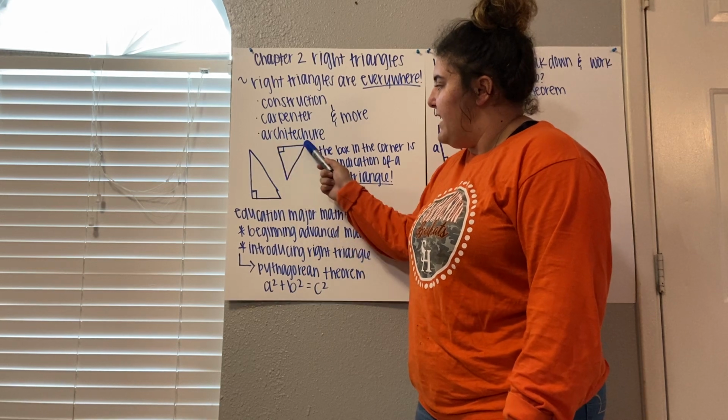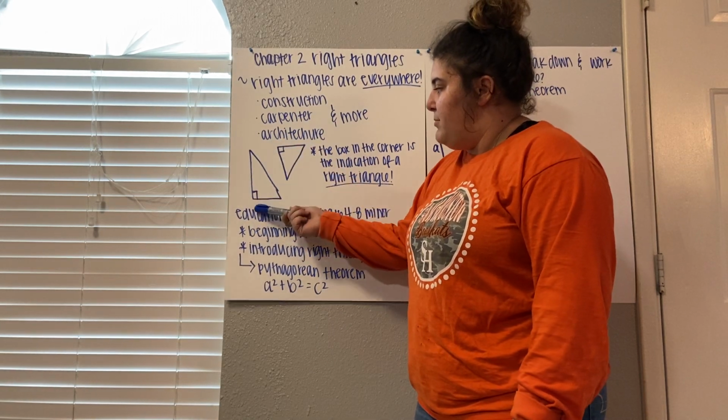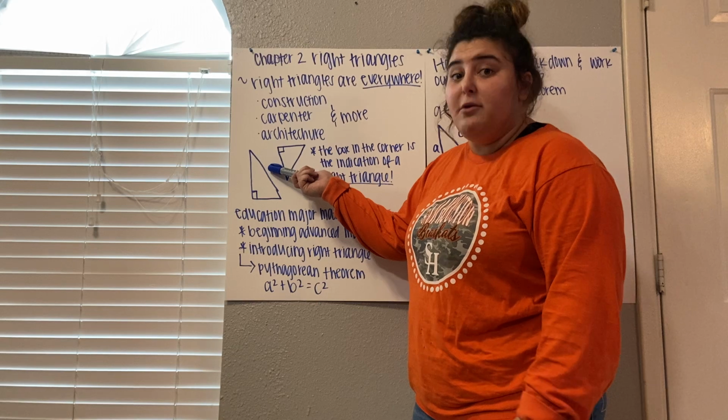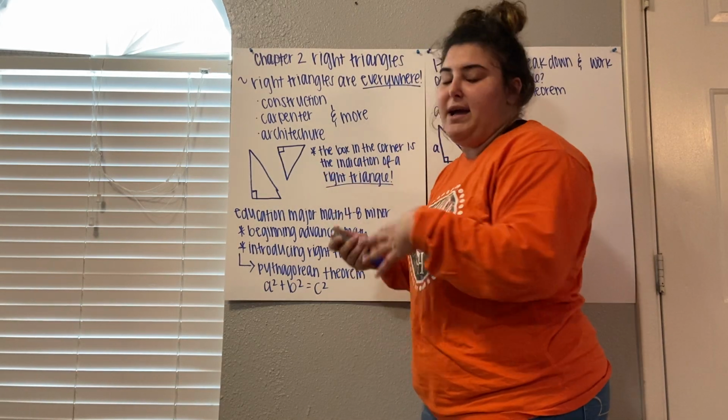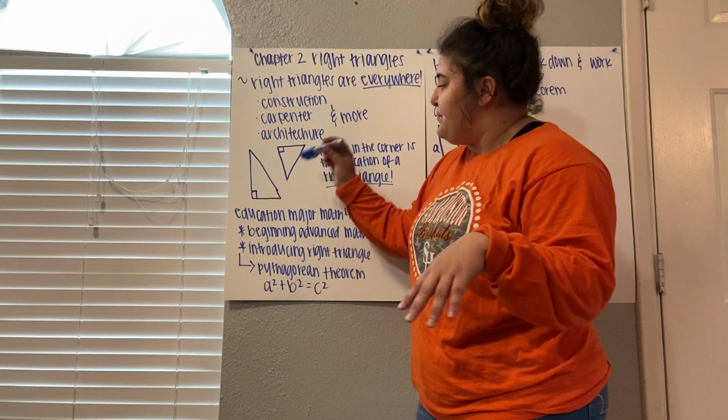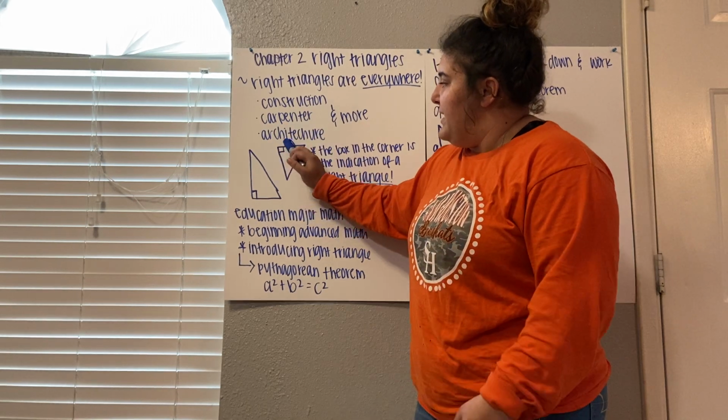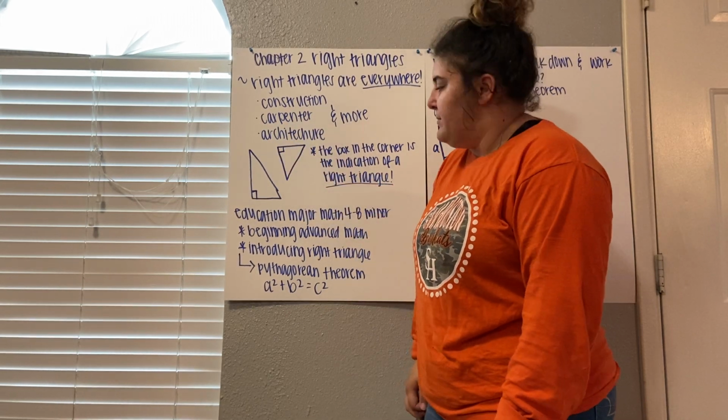You see the two legs, that's going to be A and B, the hypotenuse being C, which is where we'll bring in the Pythagorean theorem. And again, A and B, and then C being that hypotenuse.